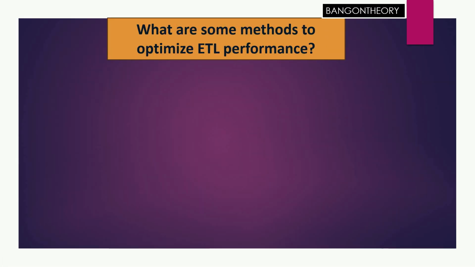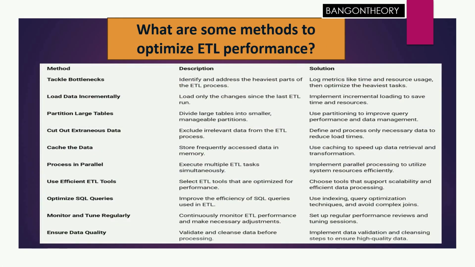So the next question is, what are some methods to optimize ETL performance? So these are the methods through which we can optimize ETL performance, like tackling bottlenecks. So identify and address the heaviest part of the ETL process. We can implement log metrics like time and resource usage, and we can load data incrementally. We can implement incremental load, and we can partition large tables into smaller tables for performance and data management. Cut out extraneous data, cache the data.